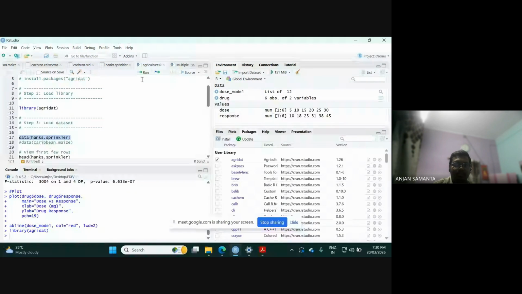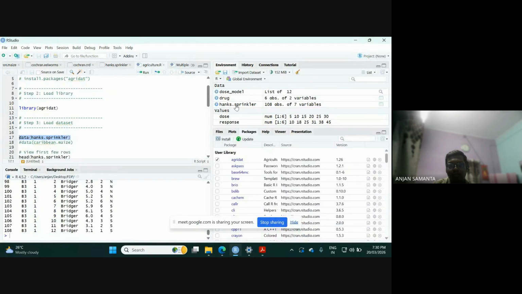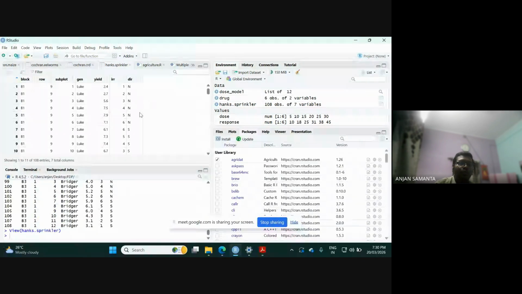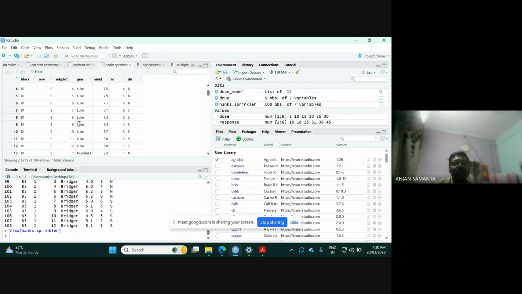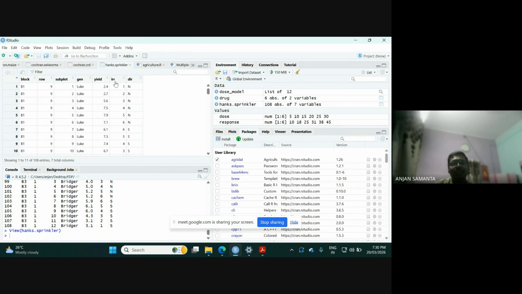Okay. So if I just run this and check the data set, you can see which block the corresponding sprinkler is installed in, which row and subplot, which particular brand or location it has, and how much level of irrigation it has. Irrigation 1 means we are very close to the sprinkler. Irrigation 6 means we are very far away from the sprinkler. And how much yield we are having. You can see that whenever the irrigation is far away, the yield is correspondingly increasing or decreasing. So this is the data set.